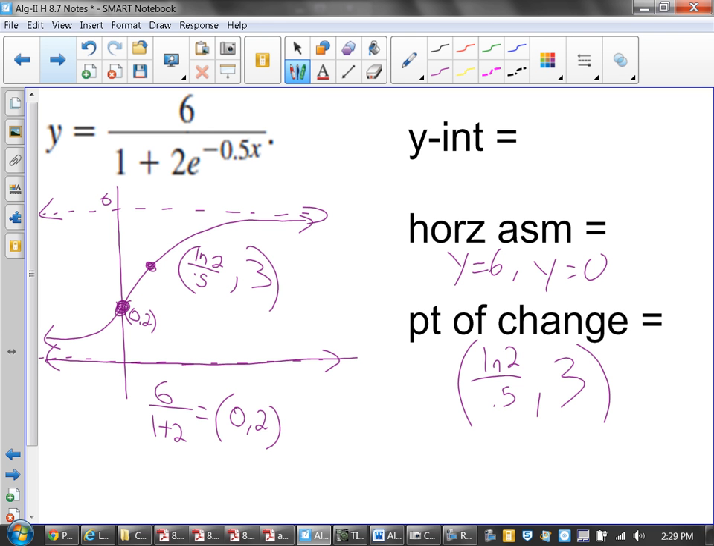The L button is right on your left-hand side. I believe it's right below the log button. All right. Not so scary?